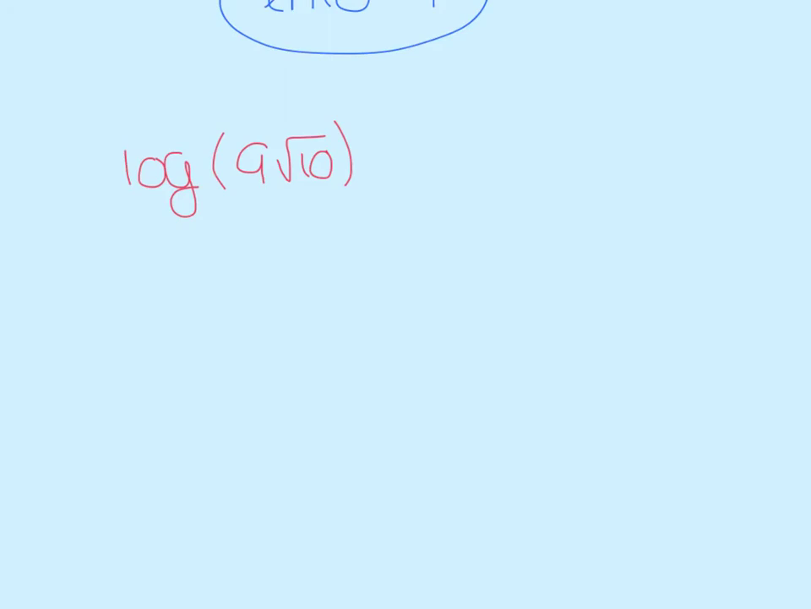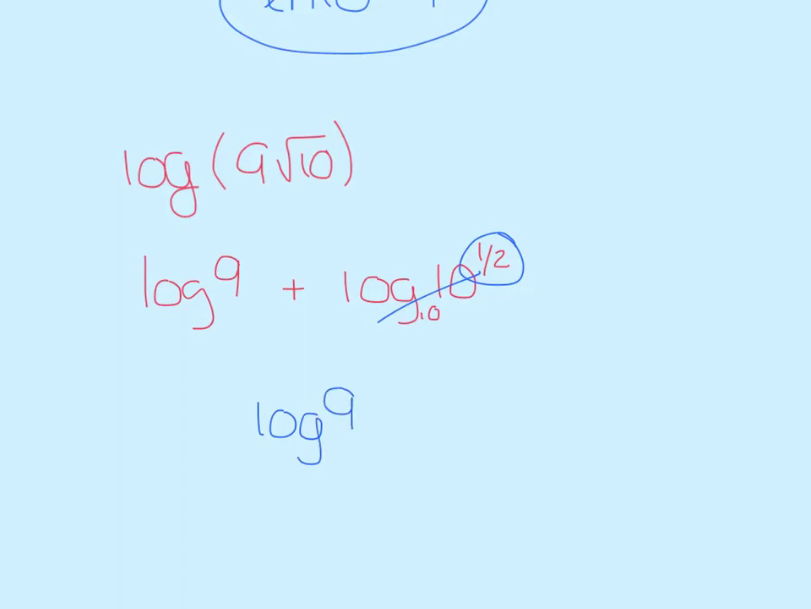Okay, so here we have the product of 9 square root 10. I'm going to break it up through addition. So that's going to be log base 10 of 9 plus log, and the base is 10, and I'm going to rewrite 10 with an exponent power of a half. Okay, I know log base 10 of 10 is 1. Remember, there's an implied 10 here. So this is going to reduce and we're left with a half. So that our answer is log base 10 of 9 plus a half.